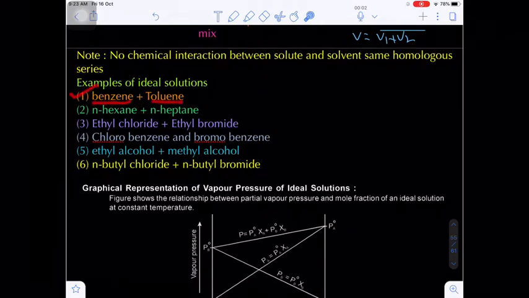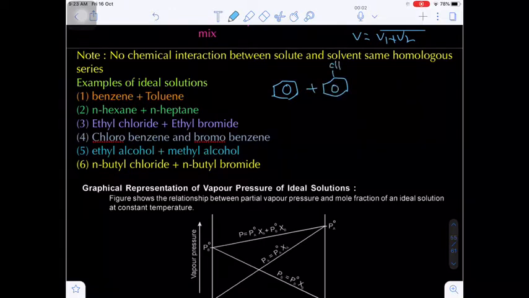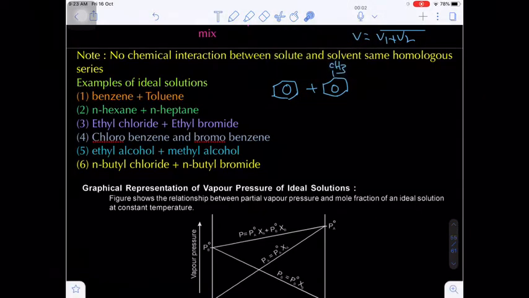The best example here we have is benzene and toluene. Do you know the molecular structure of benzene? That will be C6H6, and the molecular formula of toluene is C6H5CH3. So if you observe these two compounds, they have almost identical similarity, similar polarity, identical sizes. Are you getting my point? And they have the same intermolecular force of attraction. That's why these two liquids will form an ideal solution.